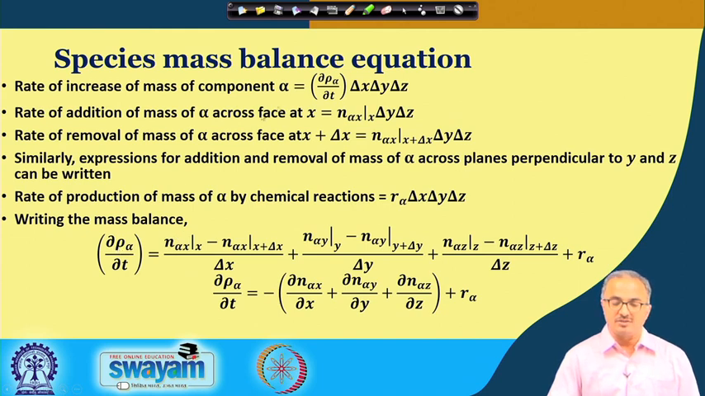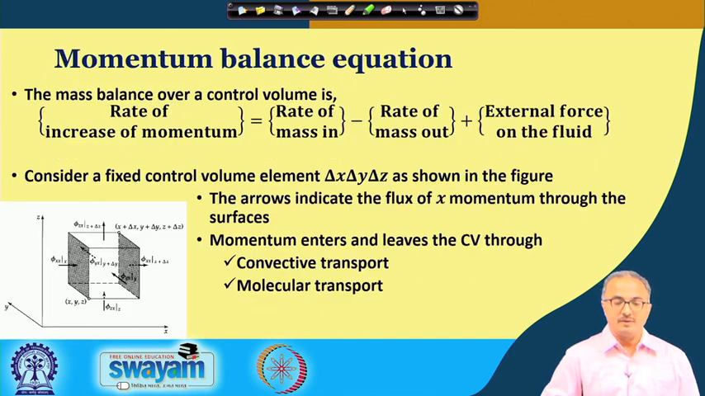Now, putting all these things together, we find that we are landing up with this kind of expression. And then again taking the limit for delta x, delta y, delta z to 0, we find that these difference equations are getting into differential forms, and we get this particular expression for the species balance. Now, let us go to the momentum balance.